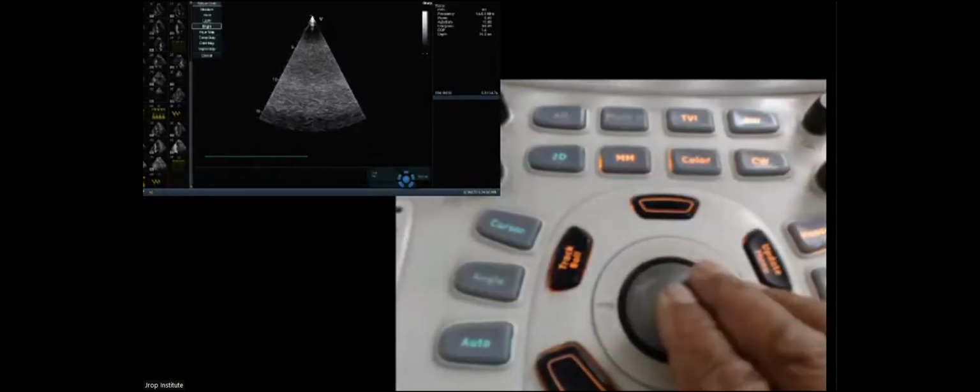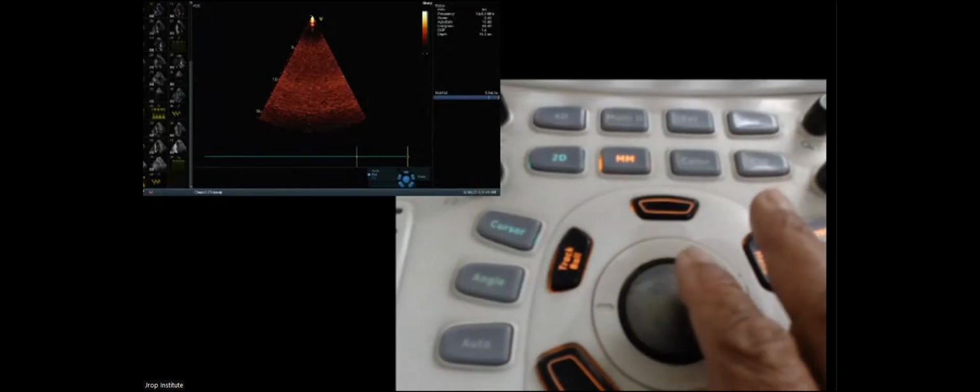And then we can change the colors of the screen also. Now you are going to see a better cursor on a screen. These are known as B-scan colors. In obese patients, again, we can use these B-scan colors for better visualization of our windows. So this is what knobology is.